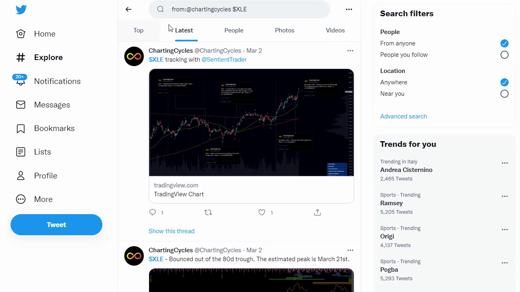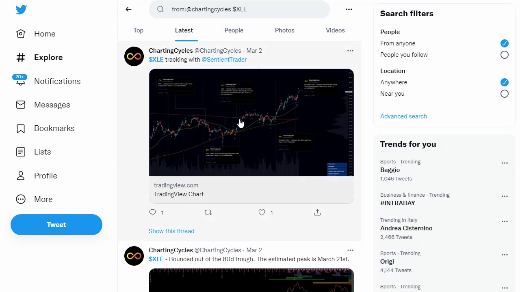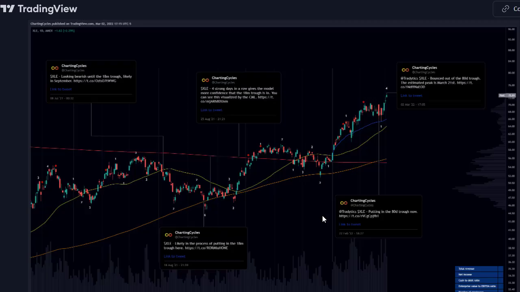Here we are in Twitter, and as you can see, I have searched my Twitter feed for @ChartingCycles and then the instrument XLE. Here is a very interesting piece of evidence about tracking the price movement of XLE using Sentient Trader software and a Hurst cycles analysis. What ChartingCycles has done on this TradingView chart is that he has marked times in the past when he has tweeted about this particular instrument and a Hurst cycles analysis, and it provides compelling evidence of the insight that the Hurst cycles analysis provided into the future price direction of this particular instrument.